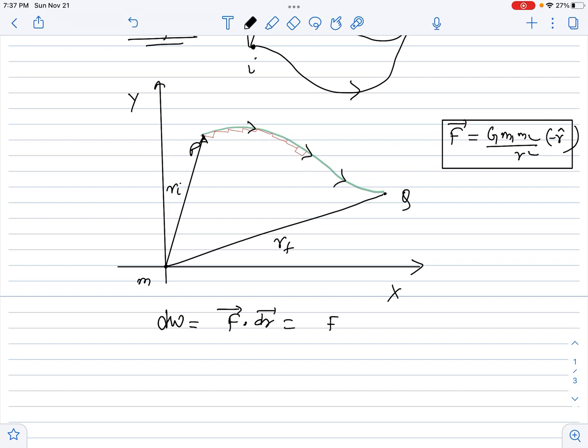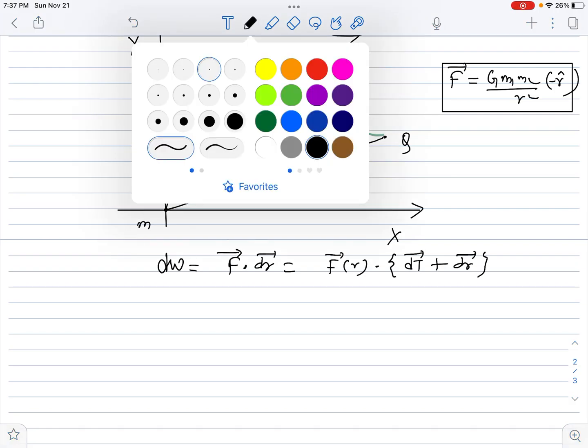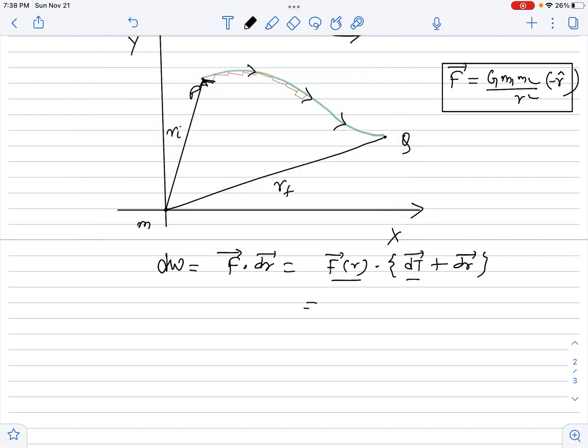You will say the force is along the radial direction, and the displacement has two components: one along the tangent, which you can write as dt, and one along the radial direction. Now you know it very well: if you are moving along the tangent, the work done by the gravitational force must be 0. The Fr dot dt term will be 0, and work is done only when you are shifting along the radial direction. Got it?